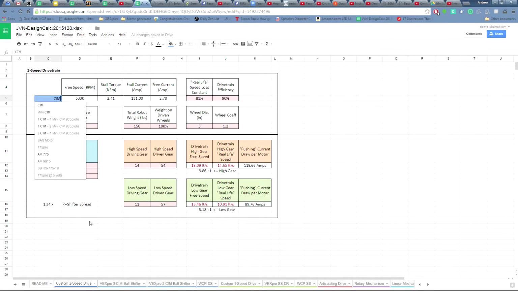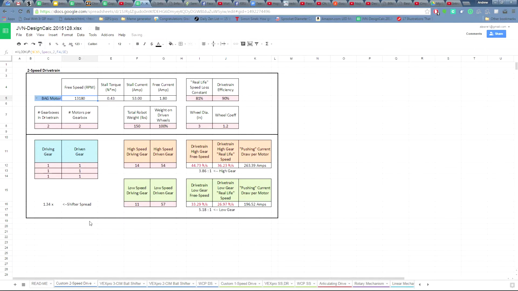This is actually a drop-down menu. It lets you choose what motor you have. So if you want a mini sim drivetrain, a sim and a mini sim, bag motor, 775 Pro, it has all the stats for them. If I want to go to a bag motor, you can see the free speed, stall torque, stall current, free current, all that stuff gets affected. It all pulls from a different database in another tab. For now, I'm just going to use sim. I don't really need to worry about these numbers. It's nice to know them, but as long as the spreadsheet has it all right, you don't need to worry, and the spreadsheet does have it all right.